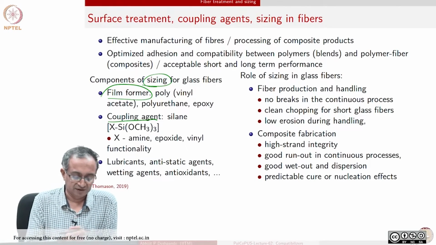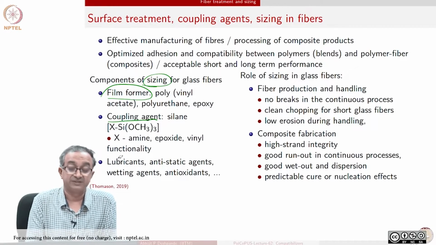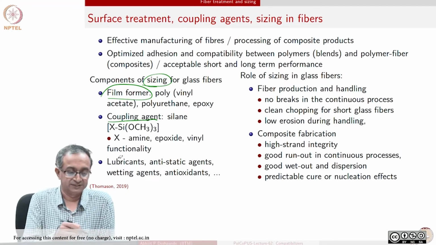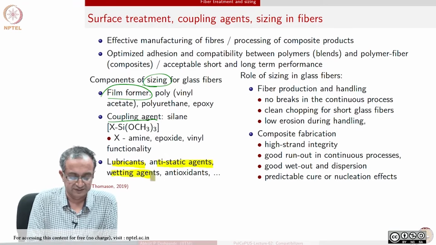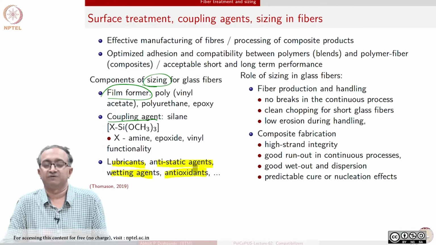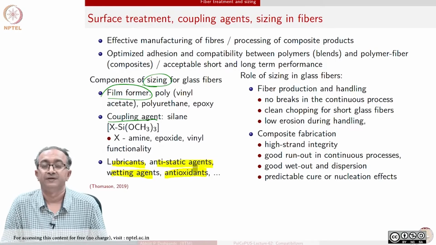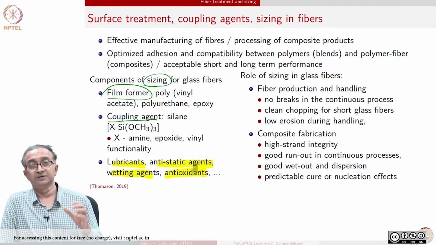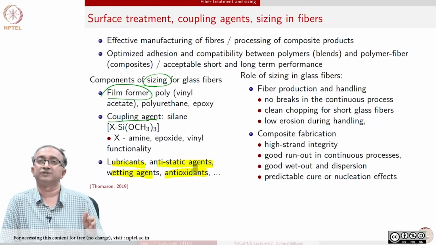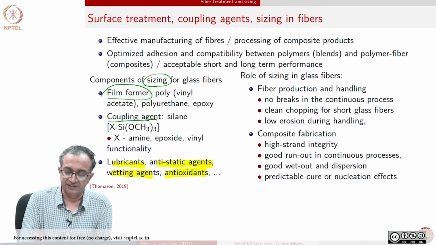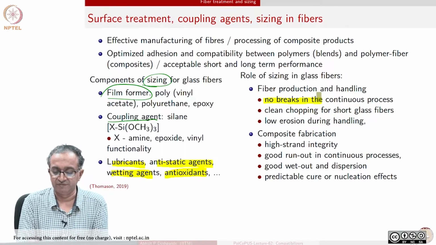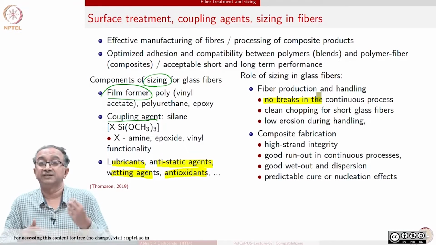And of course, because fibers are handled in large industrial settings, generally we can also add several of these lubricants, anti-static agents, and wetting agents to improve the performance of the fibrous systems. And so, the sizing plays an important role not only during fiber production itself, it plays a role during composite manufacturing also. During fiber production itself, basically if we have sized fiber, then it does not break very often.